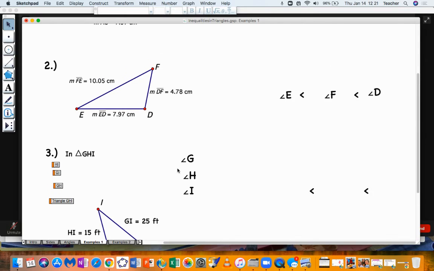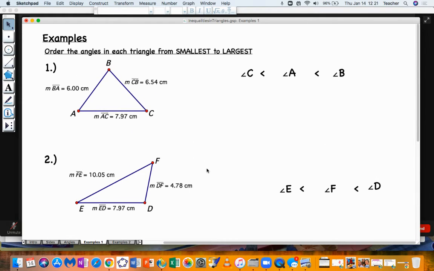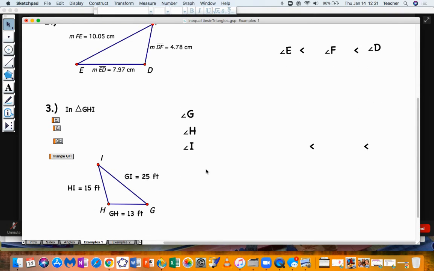So again, directions, smallest to largest. So I'm looking for shortest side. So the shortest side is 13. Opposite that is angle I. So angle I would be the smallest angle. Next one is 15. That represents HI. That's opposite angle G. And that would make H my largest angle, which is opposite my longest side. And that is true.